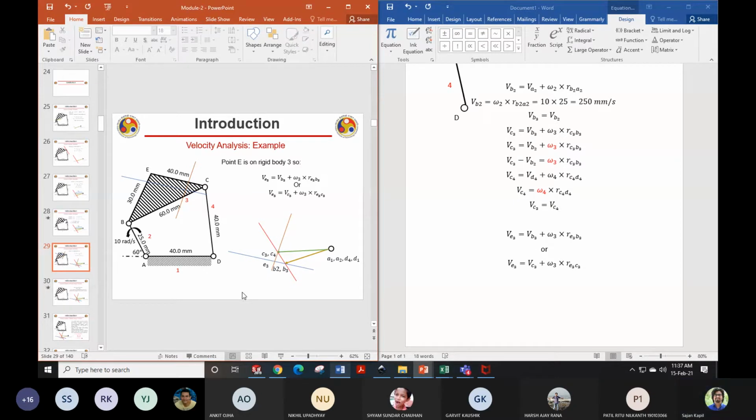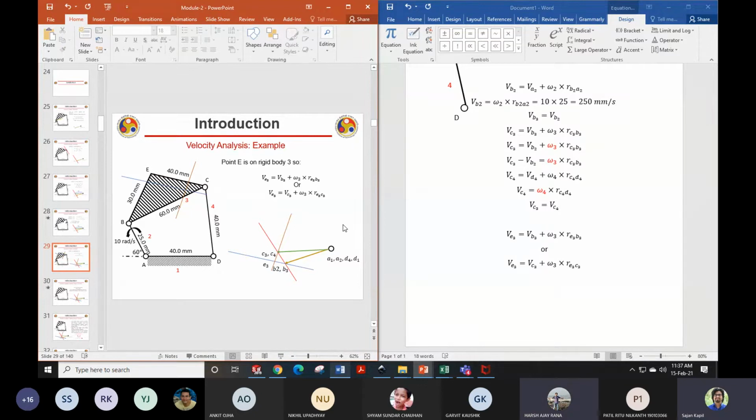Now, who will tell me the velocity of E3 with respect to ground? How to find out the velocity of E3 with respect to ground from the velocity diagram? You measure it, but tell me how. From E3 to A1, A2, D4, D1, you just measure this distance, right? You will get it.